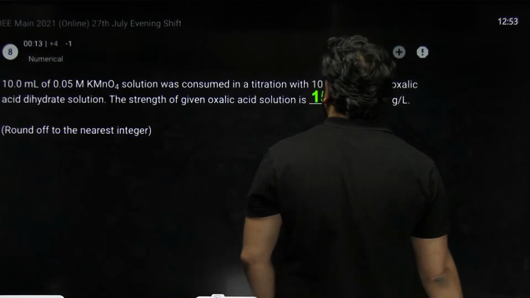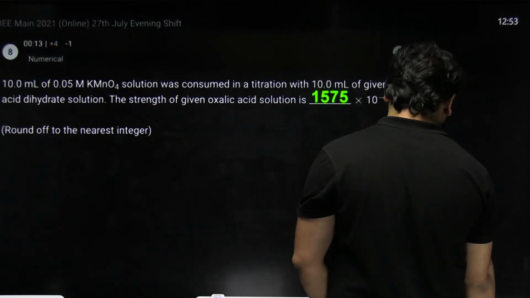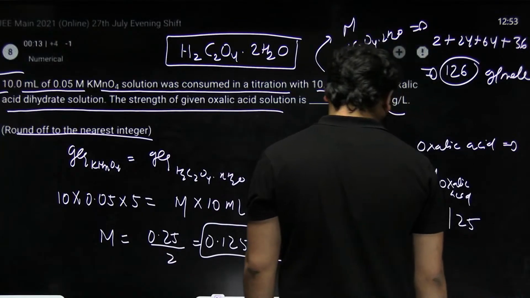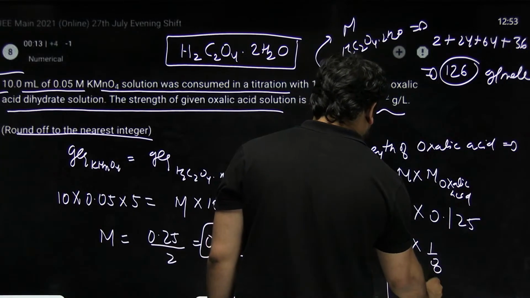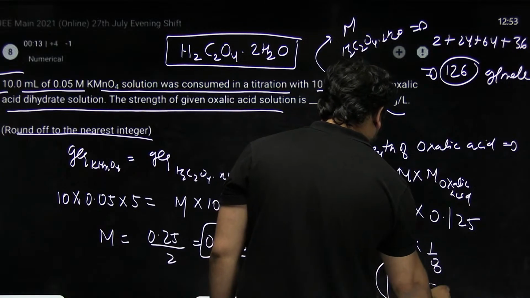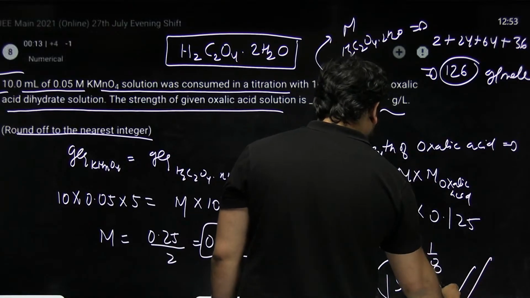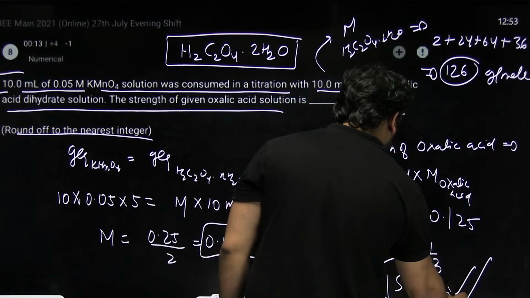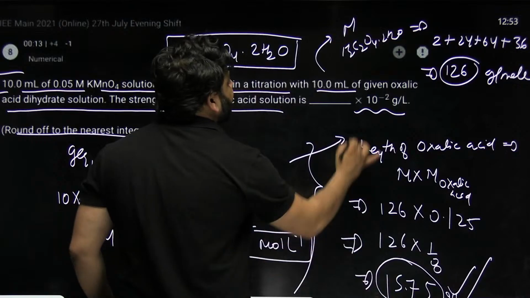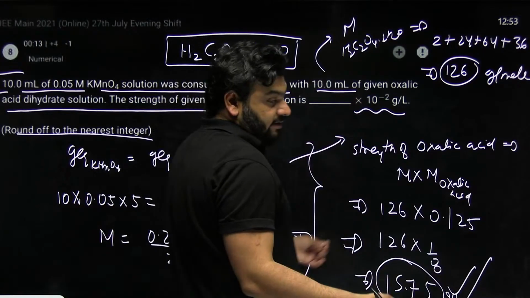I can check the correct answer. 1575. 15.75. 15.75 gram per liter. So 15.75 can be written as 1575.